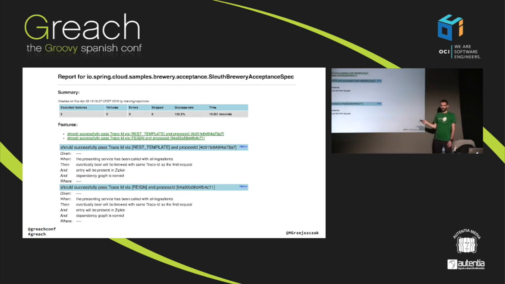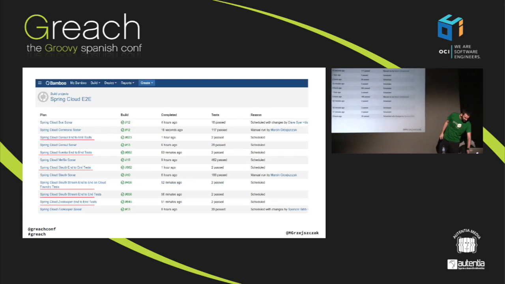This is the screenshot from Spock reports. So you can see the labels that I showed you. There are two tests because one is for REST template, one is for Feign. And you can see that the process IDs are different here. So they have been generated each time an iteration of the where clause took place.